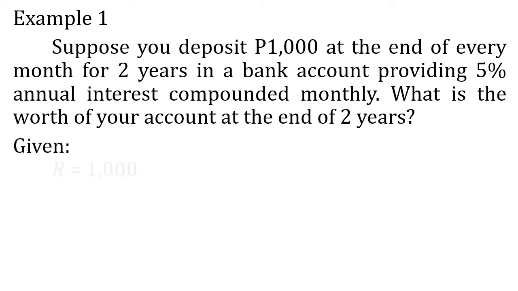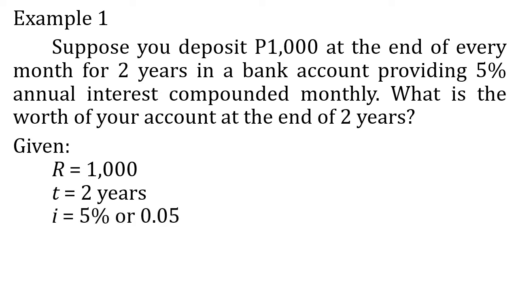So here are the given. R is equal to 1,000 pesos, the regular payments. T is equal to 2 years. I is equal to 5% or 0.05. M is equal to 12 because the compounding period is monthly. So here we are going to solve for the future value.